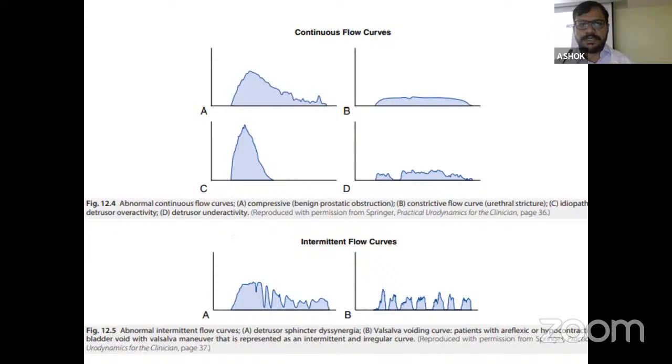Continuous flow patterns. A is a compressive pattern seen in benign prostatic hyperplasia. B is a constrictive pattern seen in urethral stricture. C is detrusor overactivity and D is detrusor underactivity. In intermittent flow curves, A is detrusor sphincter dyssynergia. B is Valsalva voiding curve.